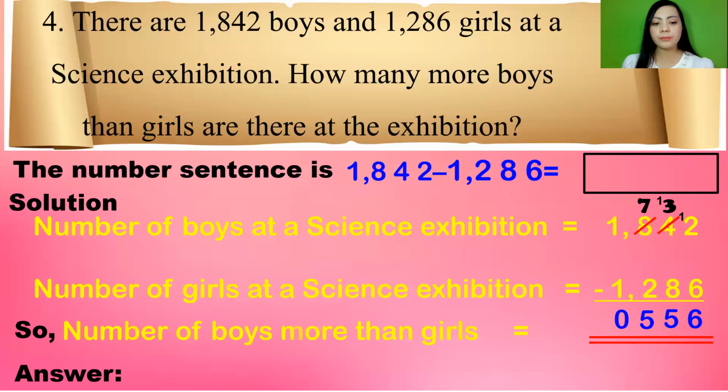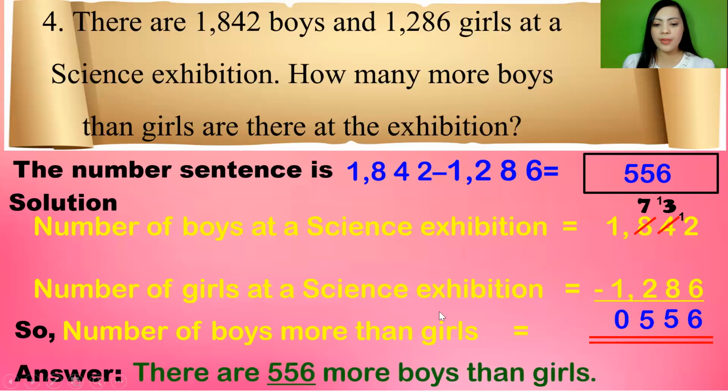So the number of boys more than girls is equal to 556. So the complete answer right there is there are 556 more boys than girls. Okay, so there you have it, the answer. Let's move on to word problem number 5, all right? So word problem number 5.